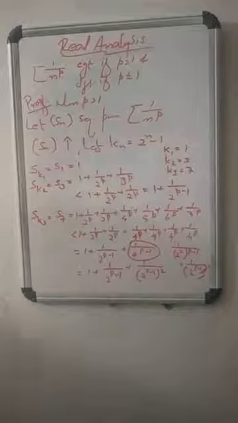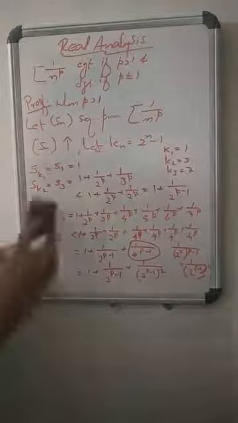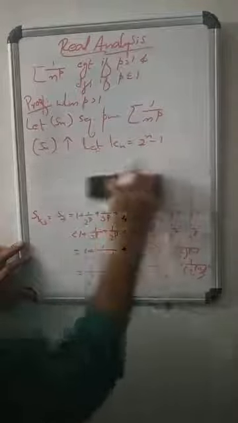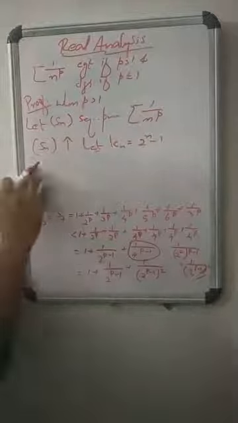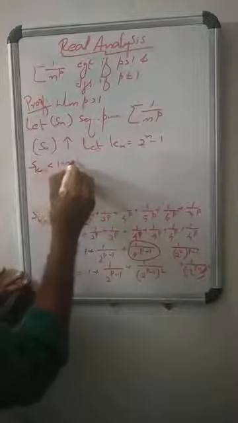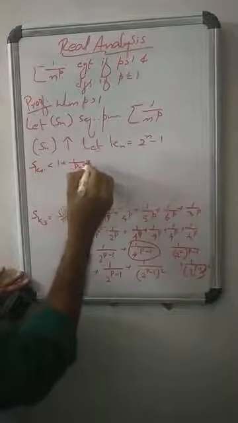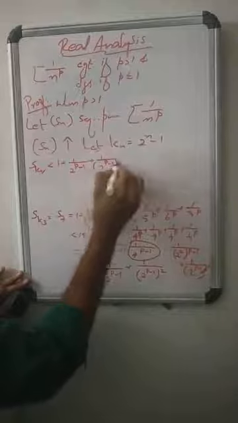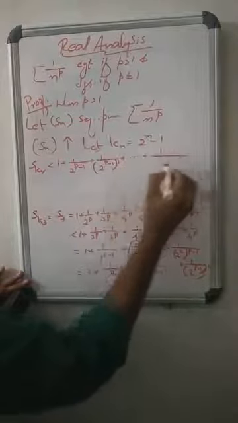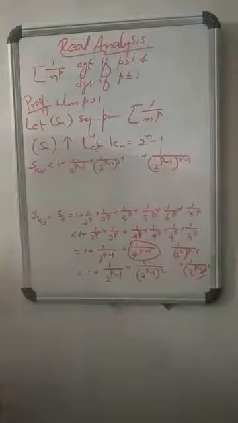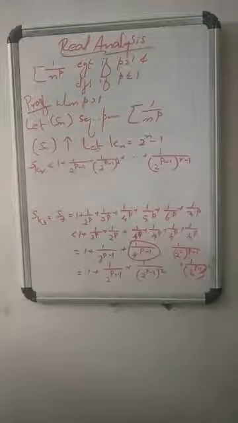Clear? Yes. So proceeding like this, what is S_Kr? If you proceed like this, then clearly S_Kr is strictly less than 1 plus 1 by 2 power p minus 1 plus 1 by 2 power p minus 1 whole square plus etc. plus 1 by 2 power p minus 1 all power r minus 1. Clear? Okay.